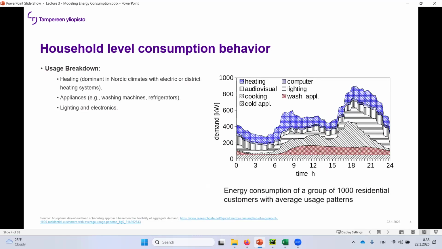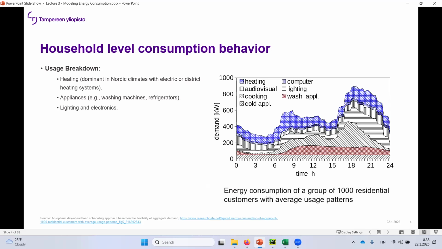So from here, this was one consumer, and in here you can see energy consumption of a group of 1,000 residential customers with average usage patterns. So you're averaging out, you're aggregating data. We're going to talk about aggregation later on, but in the usage breakdown, heating is usually dominant in these Nordic climates. Electric or district heating systems.